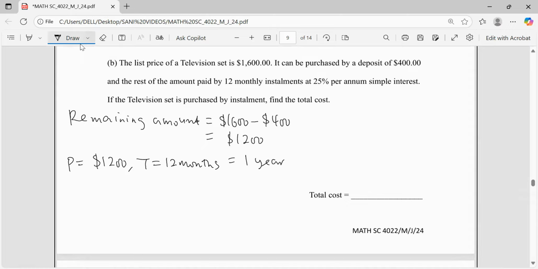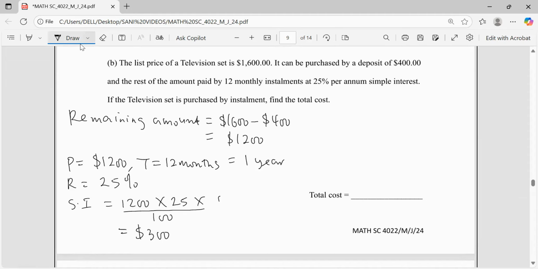The simple interest rate is 25%. So the simple interest is 1,200 times 25 times 1 year divided by 100. So this gives us $300.